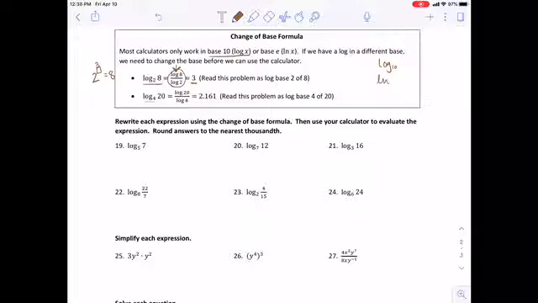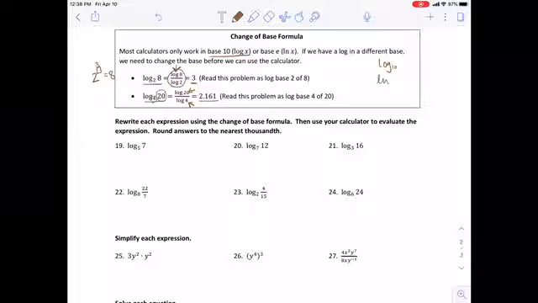Here's our second example. We have the log base 4 of 20, and notice I did the same thing. This bigger number 20 goes on top of the fraction, and my base of 4 goes on the bottom. So I typed that into my calculator, log of 20 divided by log of 4, and 2.161 is the answer the calculator gave me.